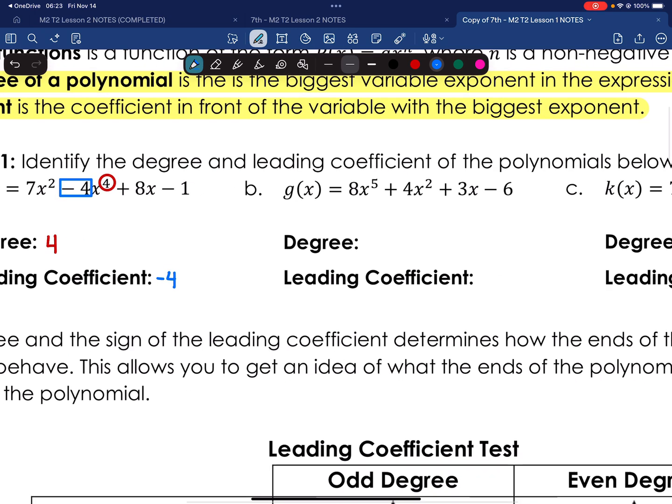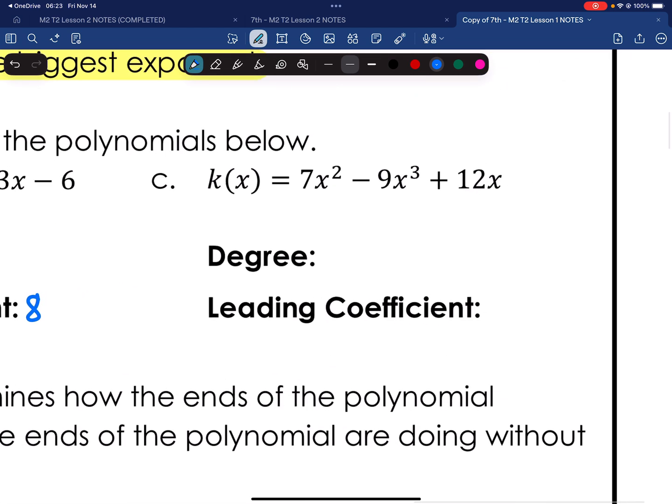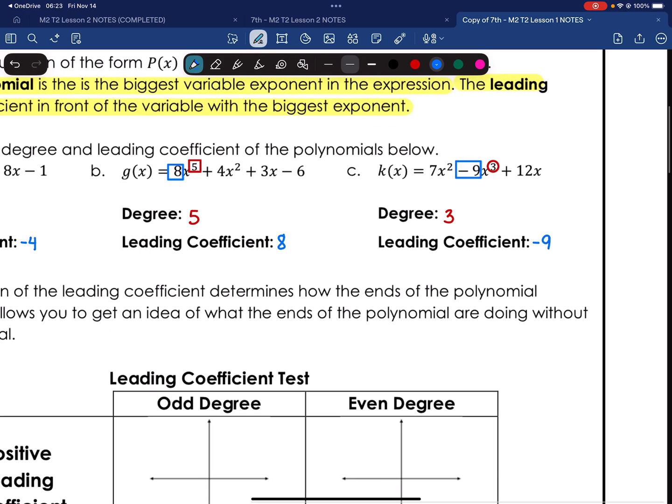Looking at letter B, we see that our biggest exponent is 5, so it is a degree of 5, and our leading coefficient is 8. Looking at letter C, the degree of the polynomial is 3 because that is the biggest exponent, and our leading coefficient is -9 because that is the number in front of the variable with the biggest exponent.